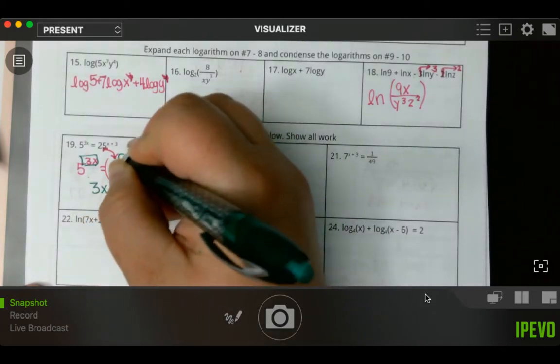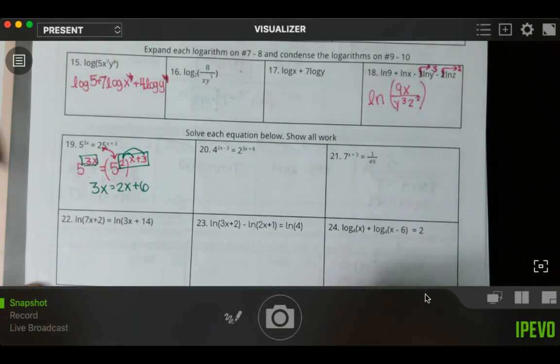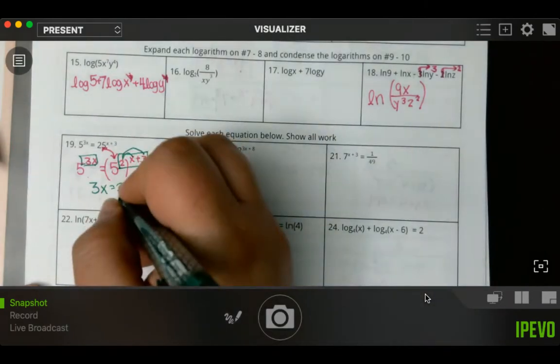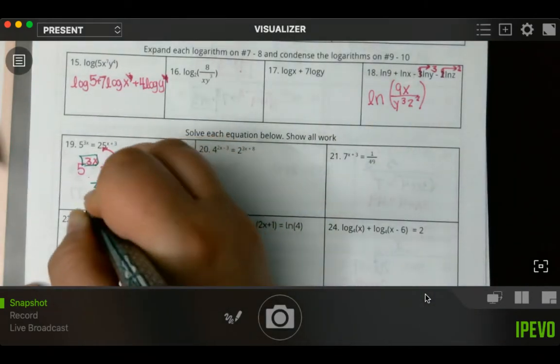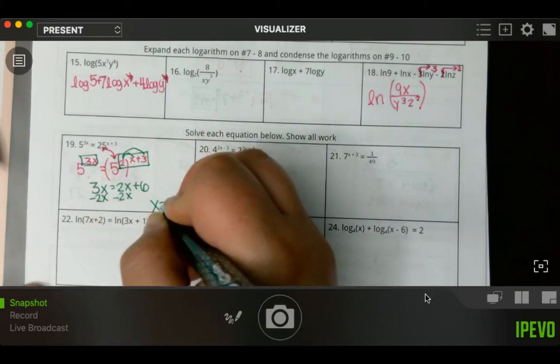I am going to go ahead and multiply that 2 all the way through. And now I've got a regular equation left to solve. I just need to subtract the 2x to the other side, and I get 1x equals 6.